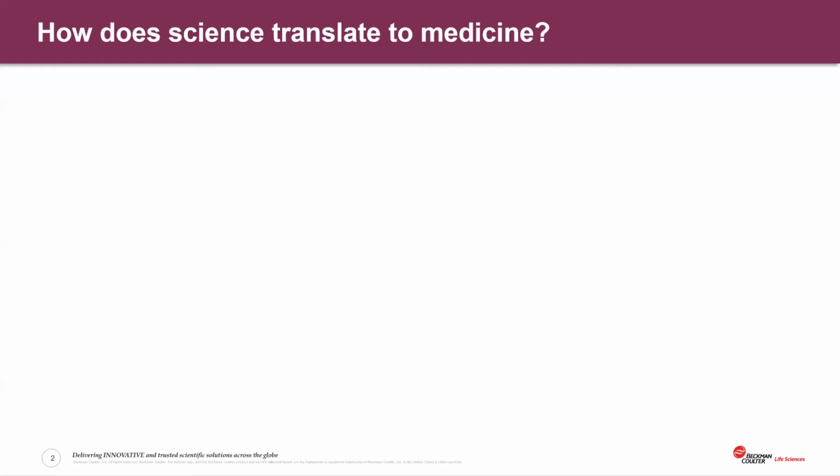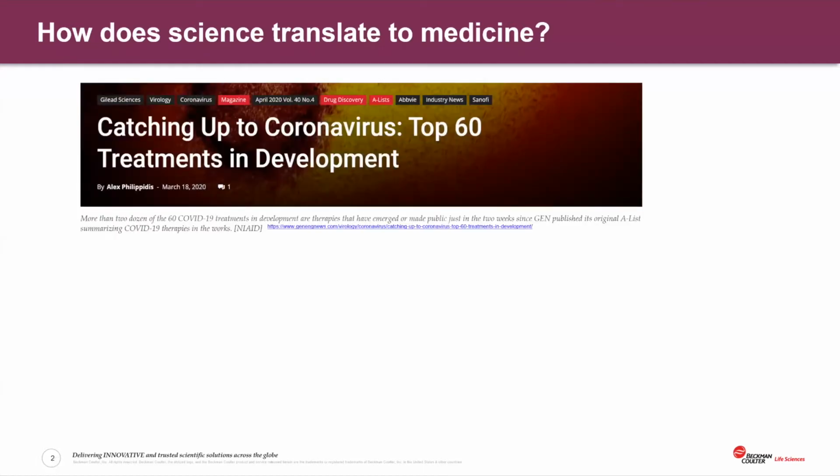And a lot of us forget this aspect because we're locked in the labs and we're doing all of our really fun research. So we forget to see the big picture. But the time that we live in today is a perfect example. If we catch up to coronavirus and we simply look at this report of the current top 60 treatments in development for specifically coronavirus.